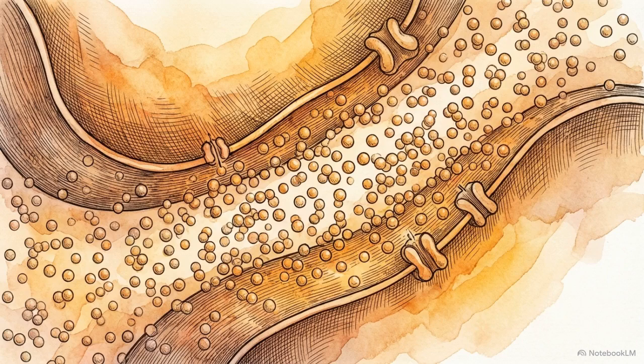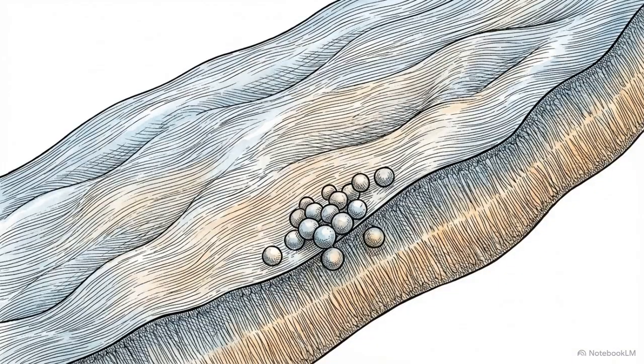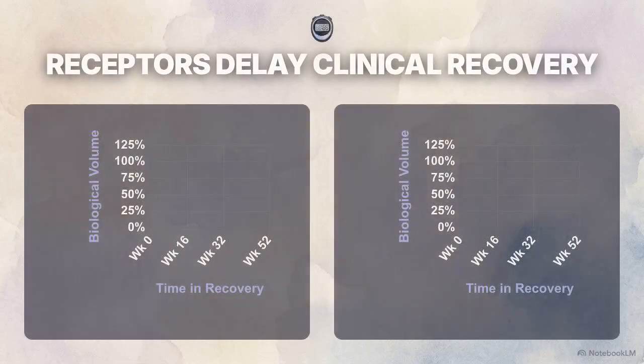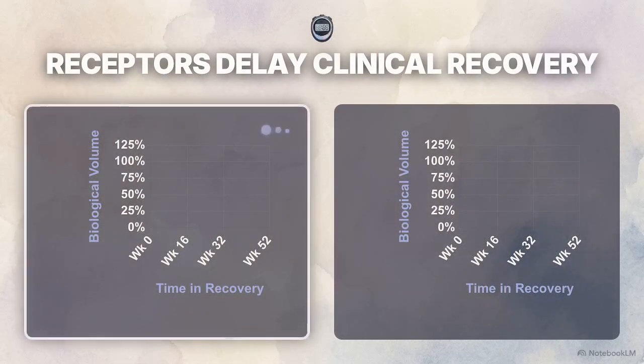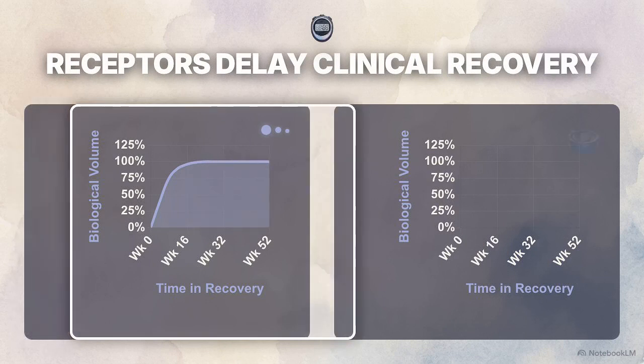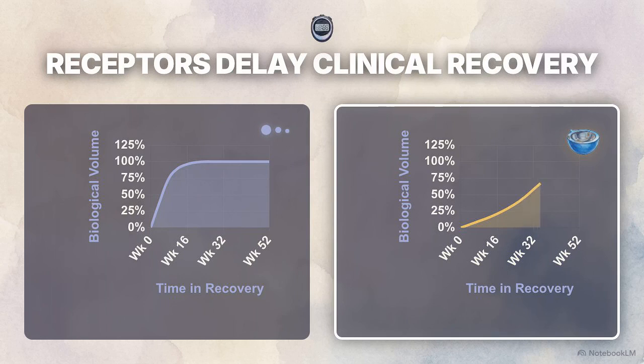Basal dopamine volume, the fluid neurotransmitter, normalizes rapidly once substance use stops. However, the physical reconstruction of the dopamine receptors required to process that fluid is delayed. These side-by-side area charts plot both variables. The left chart shows a steep recovery curve for basal dopamine volume. The right chart shows a heavily delayed recovery curve for D2 receptor binding potential.